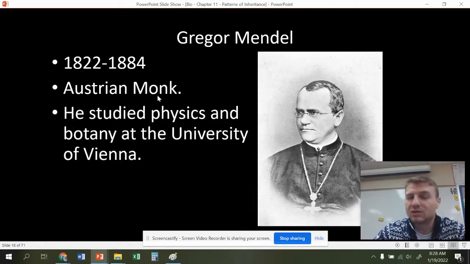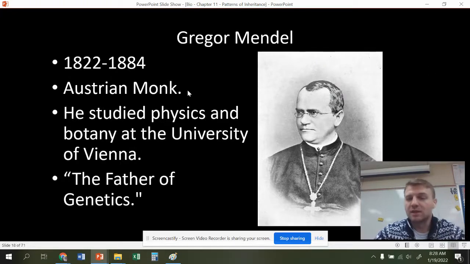You can see when he lived, he was an Austrian monk, which means he was a religious person who studied and worked, I forget the actual town name, but he was working in, if I'm correct, Czechoslovakia, I think. Was it Austria? I forget. It's one of those countries out there. But he was educated in science. He studied physics and botany at the University of Vienna, and he is known today as the father of genetics.